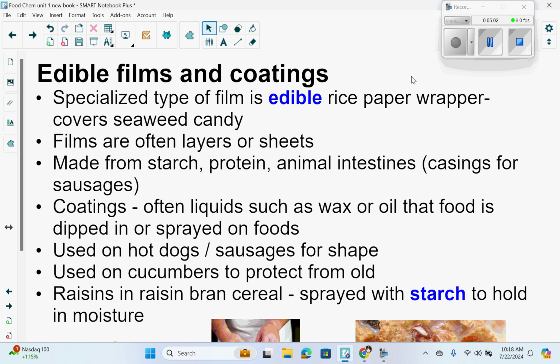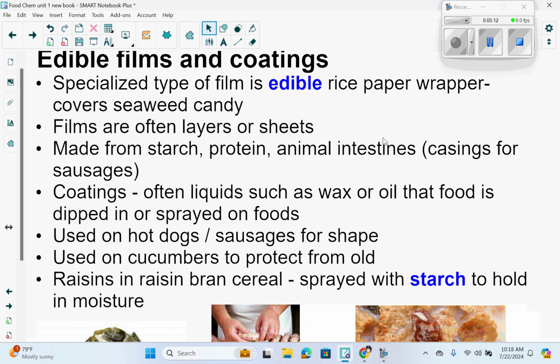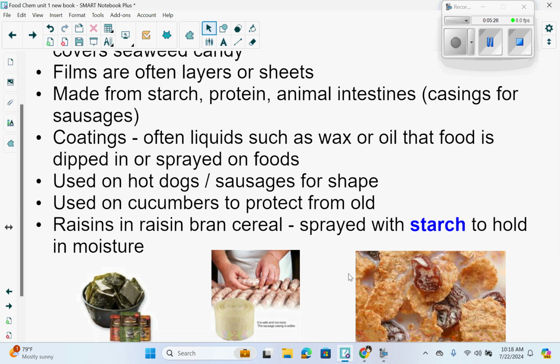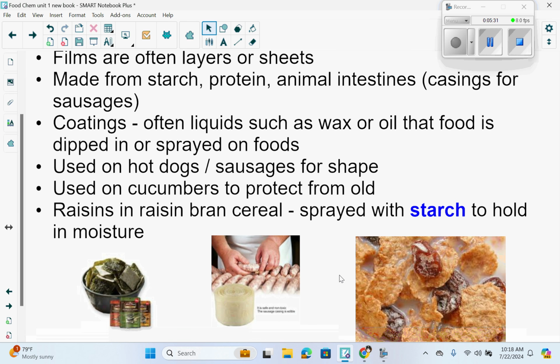You have your edible films and coatings. So there's a specialized type of film that's edible, such as a rice paper wrapper, which often covers seaweed candy, which I believe I've got an image of right here. Yeah, there you go. Films are often layers or sheets. They're made from starch, protein, animal intestines, like your casing for sausages right here. Coatings are often liquids such as wax or oil that food is dipped in or sprayed onto the foods. It's used on hot dogs and sausages for shape. It's used on cucumbers to protect them.